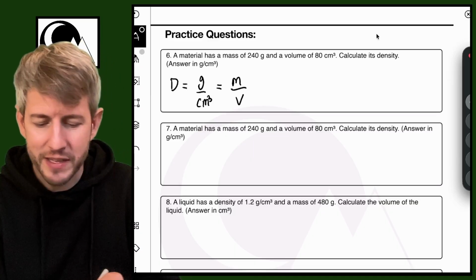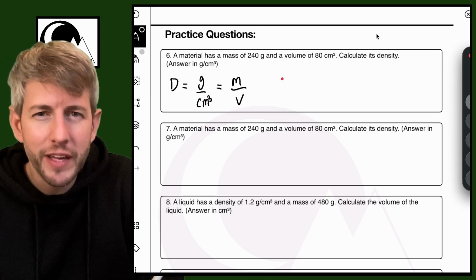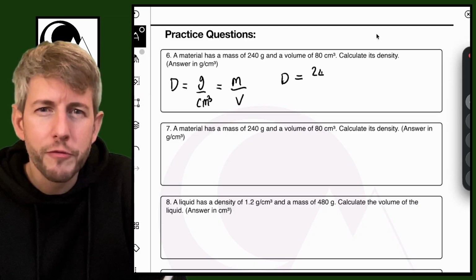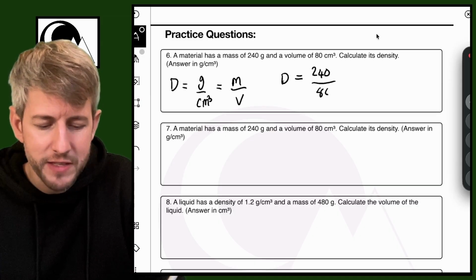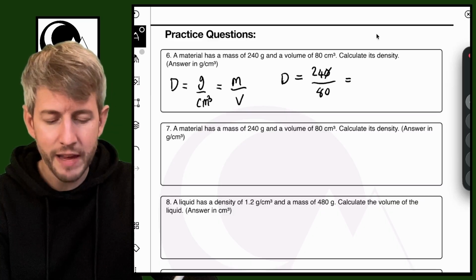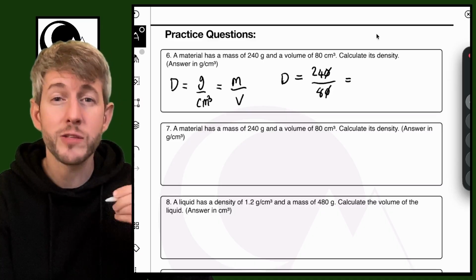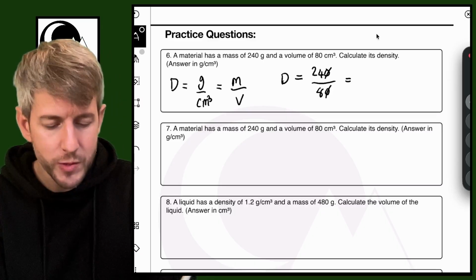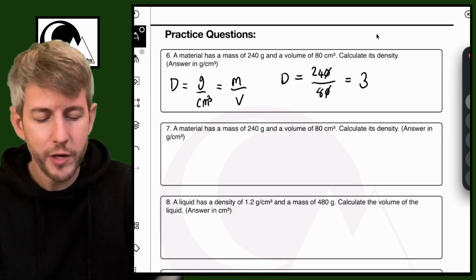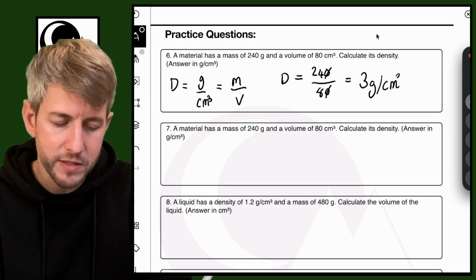So now we've got the density equals the grams over the centimetres cubed. So let's have a look here. We want to know what the density is. And this time we've got the grams, it's 240 grams, and it's 80 centimetres cubed. So we just need to do 240 divided by 80. I can get rid of the zeros there because that's like dividing both the top and bottom by 10. So we're looking at 24 divided by 8. 24 divided by 8 is 3. And remember the unit is grams per centimetre cubed, so it's 3 grams per centimetre cubed.